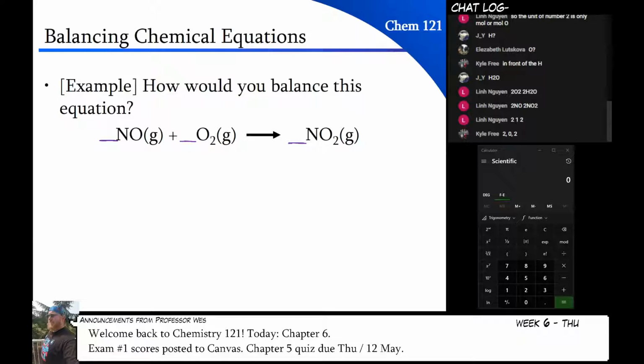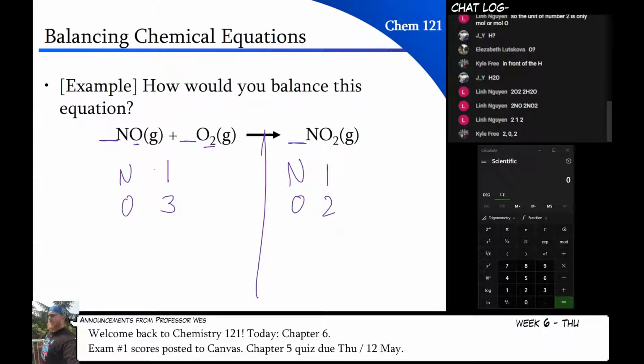All right, so we're going to do that right on the screen this time. I only have 2 elements this time. I've got nitrogen and oxygen. So I've got 1 nitrogen and 3 oxygen over here because I've got 1 plus 2. And then on the right side of the equation, I have 1 and 2. How do I balance the equation?